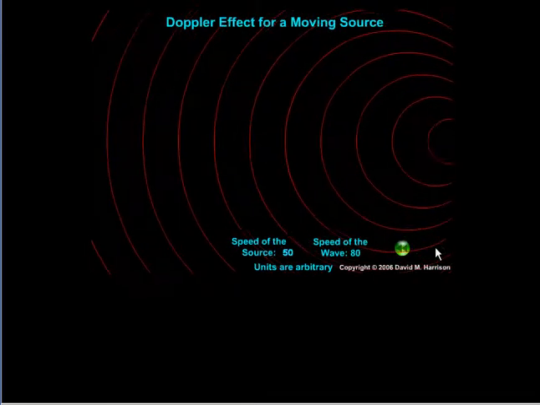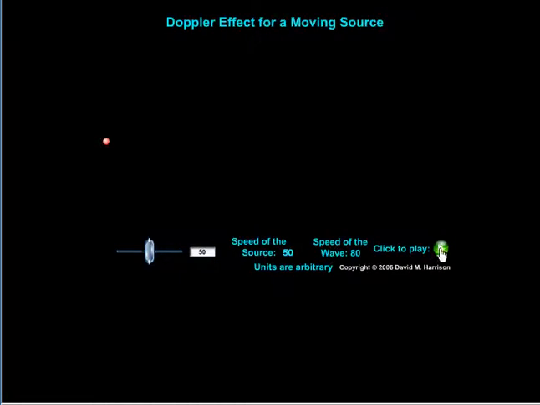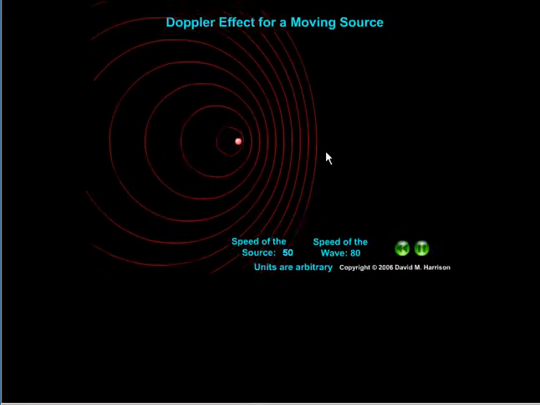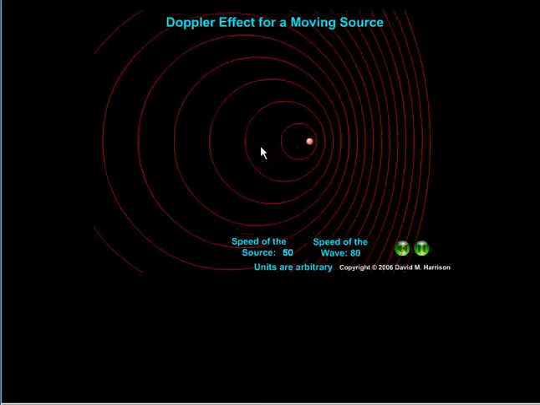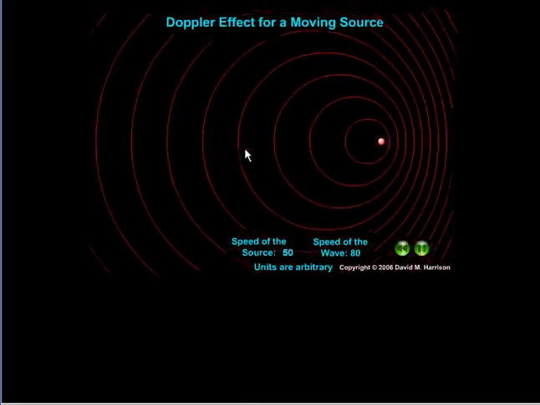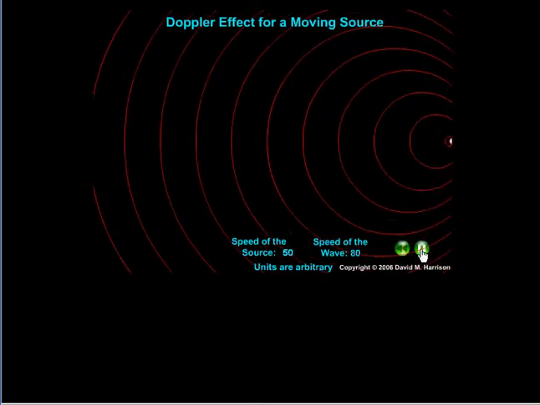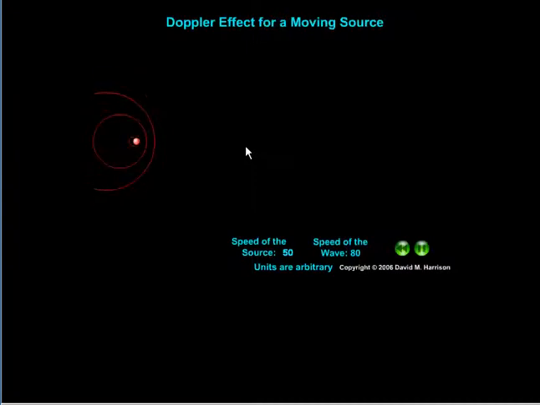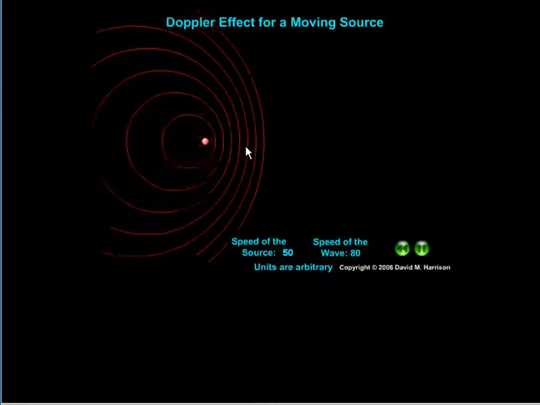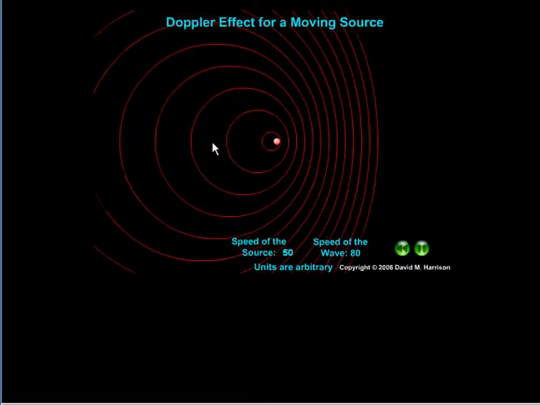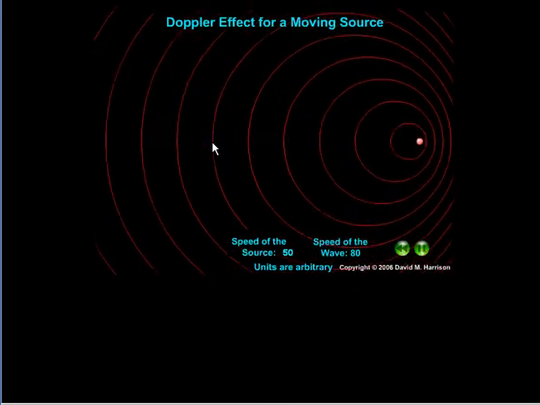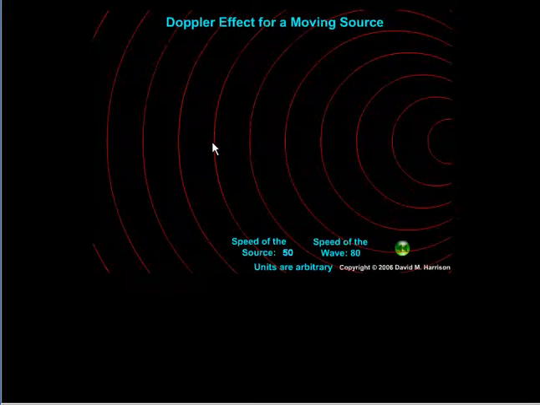And the idea is that as the source moves, the wavelength crumples up in front of the source and the wavelength expands behind the source. So if you're in front, right here, you hear a higher pitched sound. And if you're back here, as the source moves away, the frequency is a lower frequency.